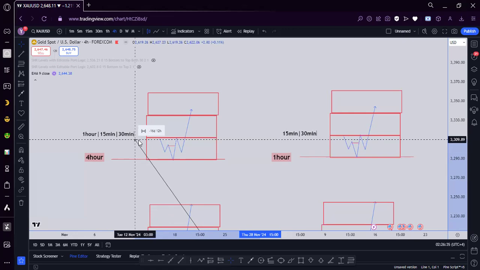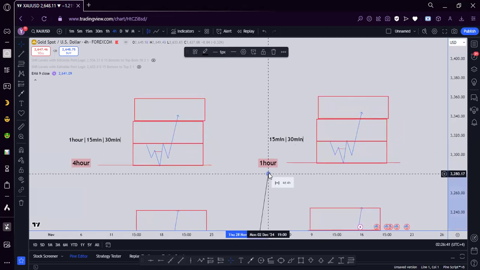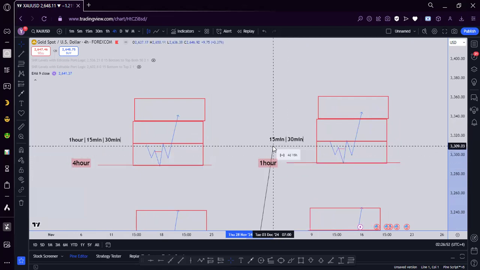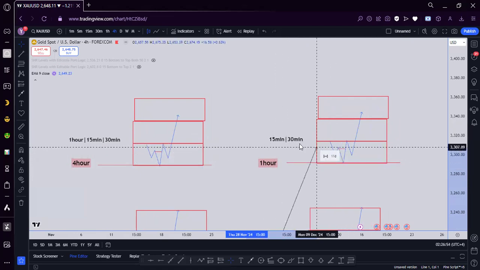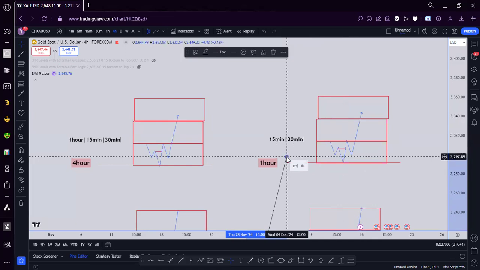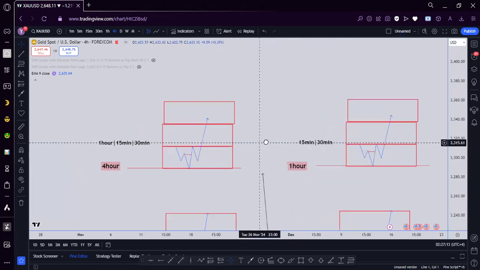Very simple. For the 1-hour mini classic storyline, first we need to have a 1-hour fresh level. Very simple. And second, we need to see a 15-minute bullish breakout or a 30-minute bullish breakout for the bullish 1-hour mini classic storyline. That means we also need to see a 15-minute bullish KM or a 30-minute bullish KM. Very simple.